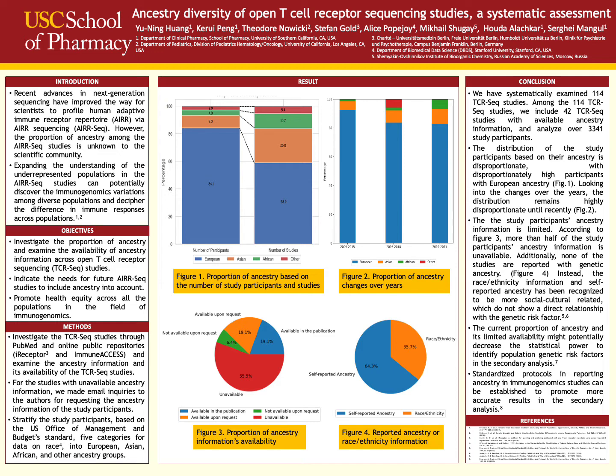To mitigate the disproportionate and unavailable ancestry distribution, the scientific community should establish a standardized protocol for reporting study participants' genetic ancestry background in immunogenomics studies and account for the importance of ancestry in the field of immunogenomics, which could eventually promote health equity in the field of immunogenomics across all populations.